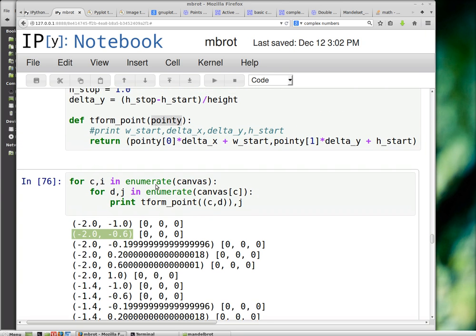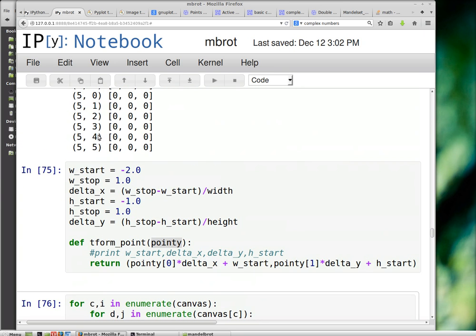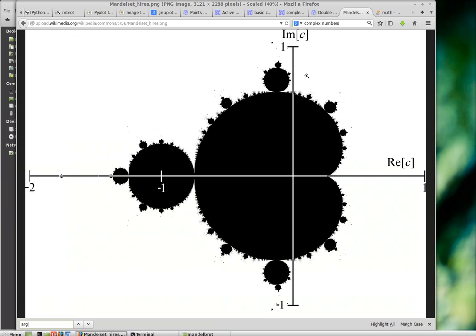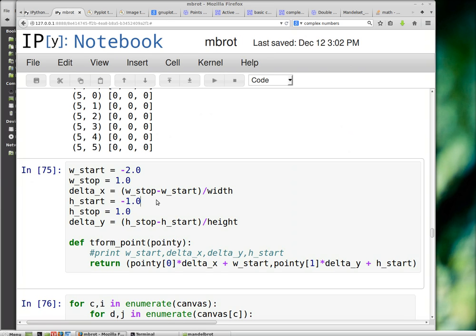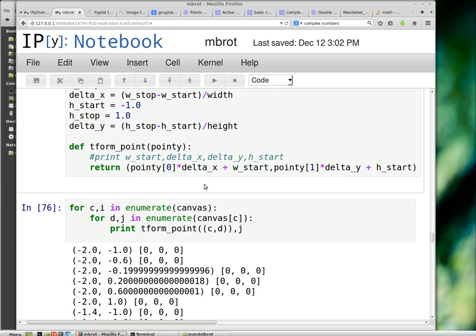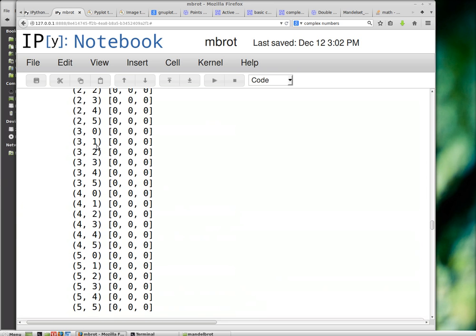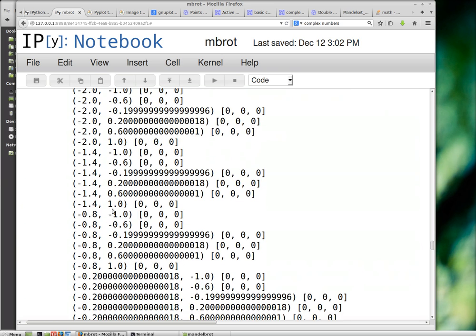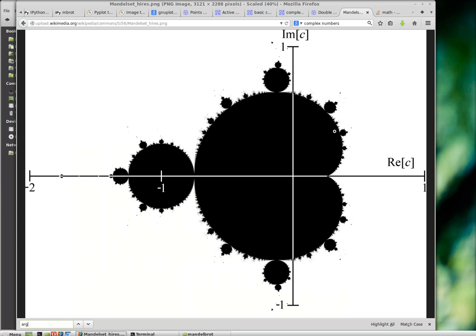So transform point just maps this grid that goes from 0 to 5 and from 0 to 5 onto this grid that goes from -2 to 1 and from -1 to 1. And so this is the map, pointy. This list is the same as this, except the points have been transformed to be the corresponding coordinates in the Mandelbrot coordinate system.